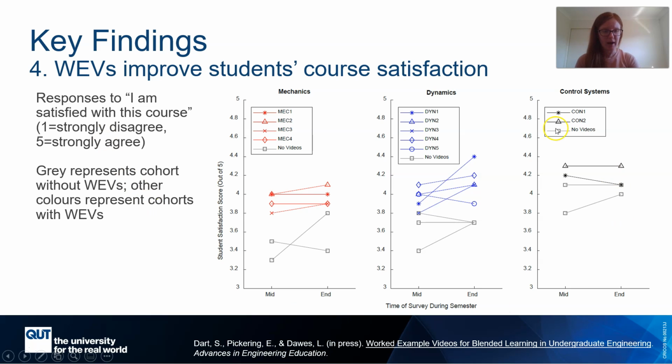What I've got plotted here is how the response to that question has changed before videos versus after videos. This survey is run twice at QUT, once around the midpoint and once at the end. What we can see is that the grey lines here, which were before videos were introduced, show a big improvement in satisfaction after the videos were introduced for each of these cohorts. Same thing here, the grey is before, blue is after, so there is a jump. And for control systems, same again, although it's worth noting this one was already performing quite a bit better than the others, so it's a smaller jump overall after the videos were introduced.